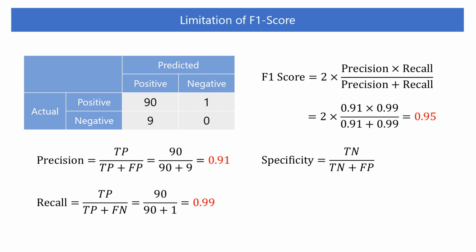But let's focus on the prediction for negative cases. There are 9 actual negatives, but there are no predicted negatives. It means that the model missed all the negative cases. So, specificity is 0. As we can see, for such an imbalanced dataset, F1 score can be a misleading metric.